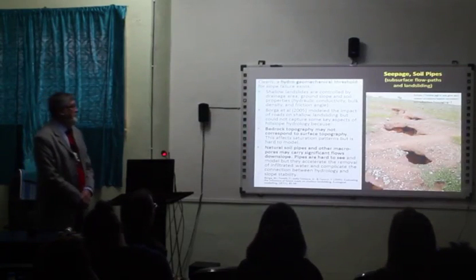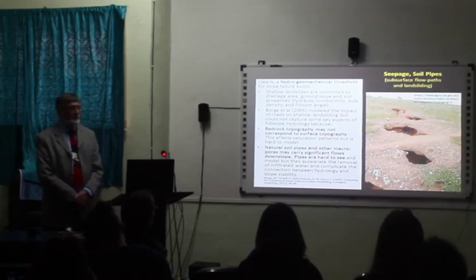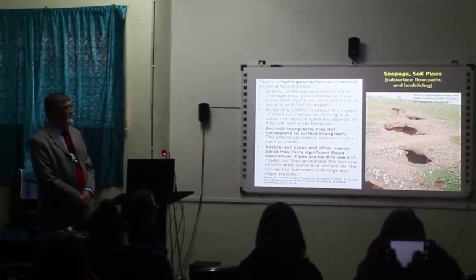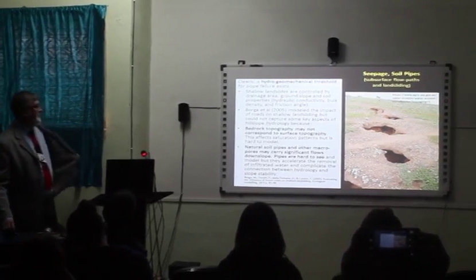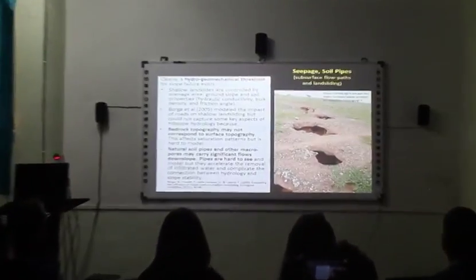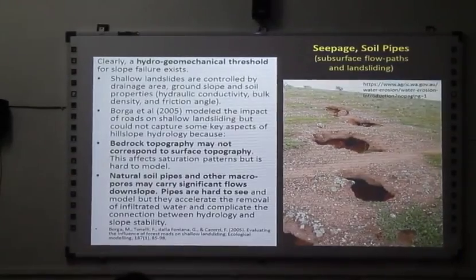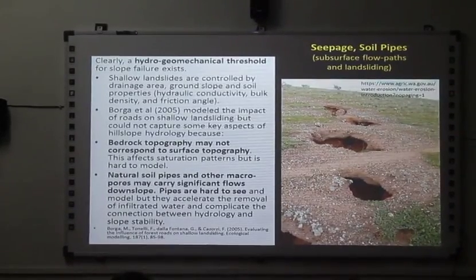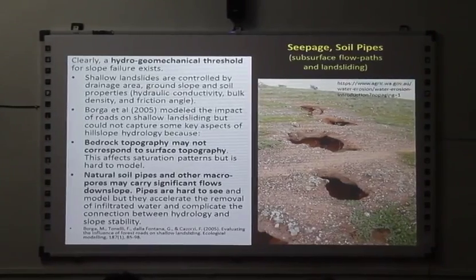Yeah, so clearly there is a sort of hydrological, geomechanical threshold for landsliding, slope failure. The question is how to define it. Shallow landslides are controlled by very different things to deep landslides: drainage areas, soil depth particularly.